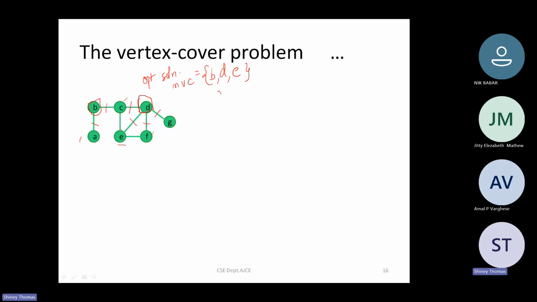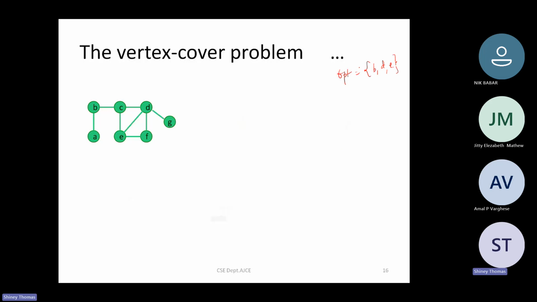Any other solution? B, again. You could have taken E, right? Suppose you have taken E, this will be removed, this will be removed, this will be removed. Then you could have taken maybe F, because G you don't know. So same solution. I think this is the best solution, right? So this is good. Okay. So we'll come to the optimal solution later. I'll just write it here. B, D, and D. Okay.